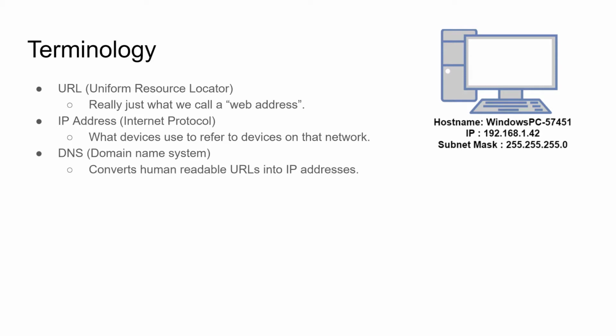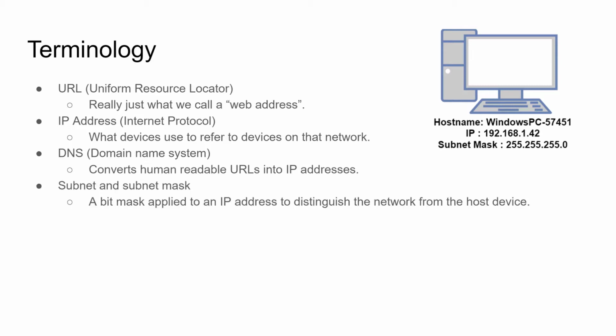A DNS is really the crux of this video. What it does is it converts the URLs into something computers can understand. So it converts the URL into the IP address, and it's the DNS system that we're going to exploit for the Raspberry Pi ad blocker. A subnet and subnet mask aren't all too important here, but it's useful to know that they represent how an IP address is divided up, namely between the portion that represents the network and the portion that represents the unique identifier of the device on the network.